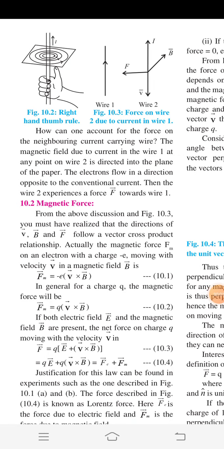In the last video of this chapter, number 10, magnetic field due to electric current, we studied that the magnetic field due to current in wire 1 at any point on wire 2 is directed into the plane of the paper.